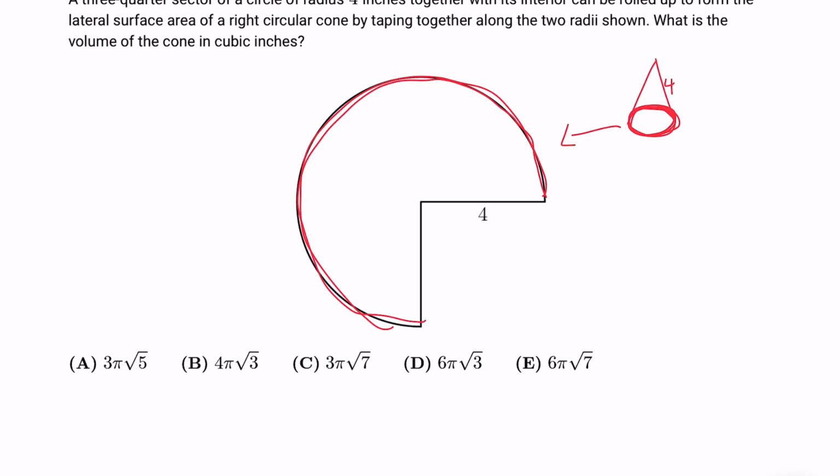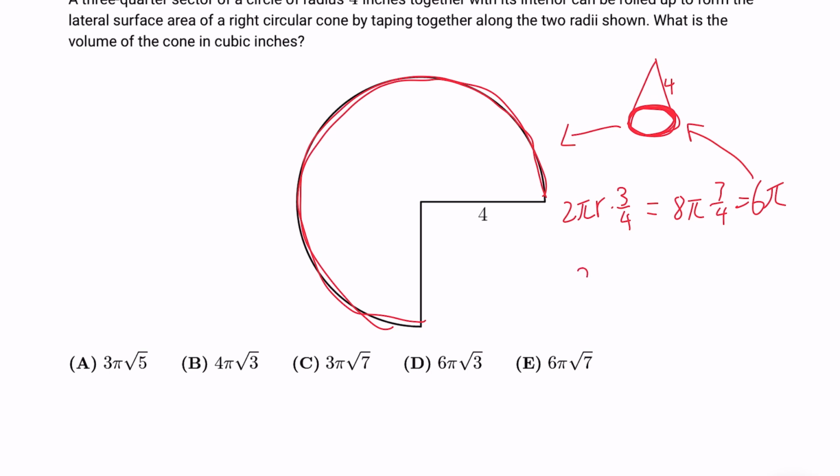So to find out the circumference of a circle, that is 2 pi r. And in this case, we only need 3/4 of it because this is not a full circle. So that'll be 2 pi times r, which is 4, which is 8 pi. 8 pi times 3/4, which is 6 pi. So that is the circumference of the base of the cone.